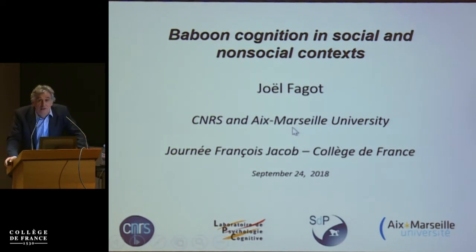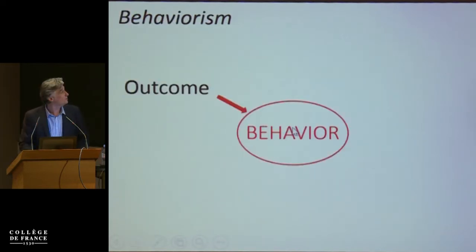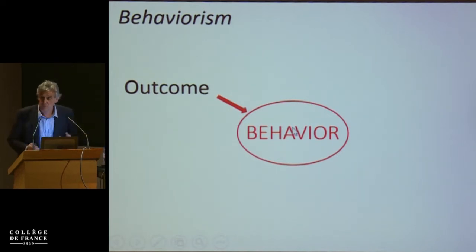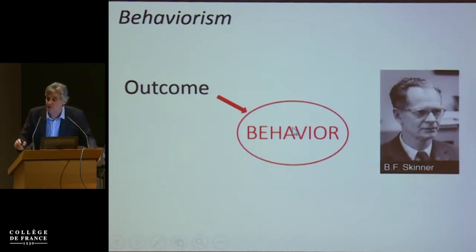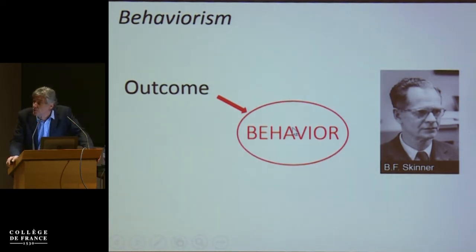For instance, as a psychologist, you can be a behaviorist. And if you're a behaviorist, you will probably consider that the most controlling factor is, in fact, the outcome of a behavior, the consequence of a behavior. This is an old idea in psychology. It was promoted a long time ago, first by Thorndike at the end of the 19th century, and then by Skinner a lot, and their followers.